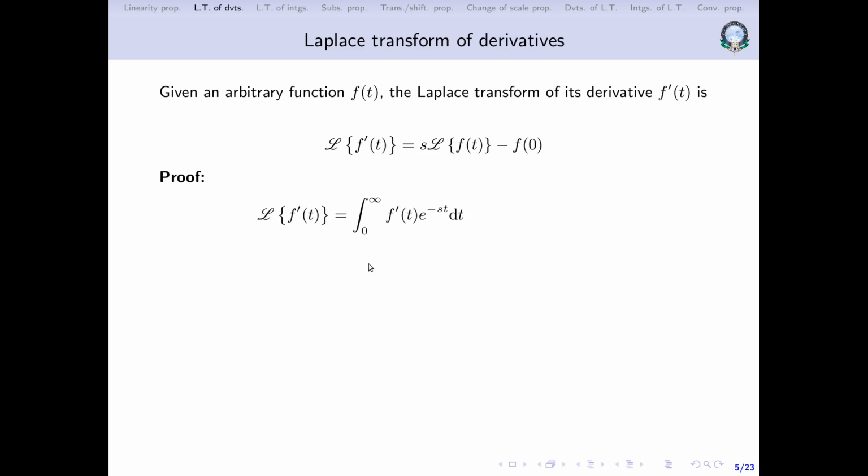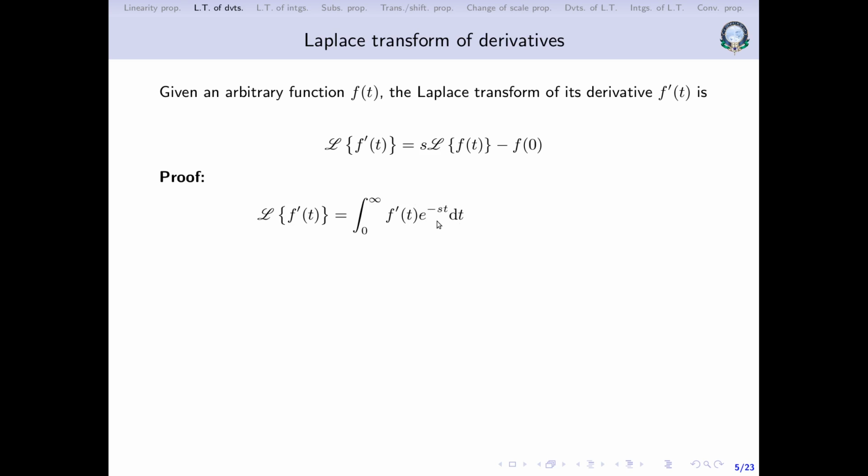So we can very easily prove this. We go by the definition of the Laplace transform. So we have L of f prime of t, and this is equal to the integration of f prime of t, whatever is inside the bracket, multiplied with e to the power minus st from 0 to infinity. So now how do we evaluate this?